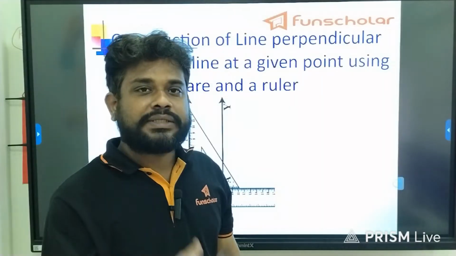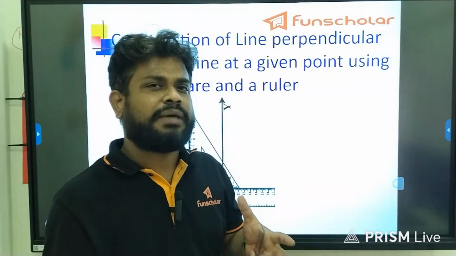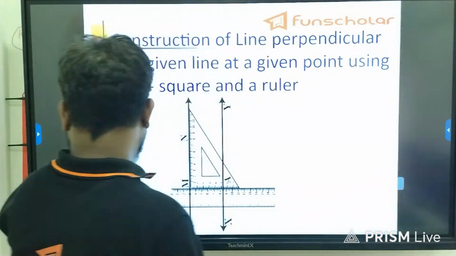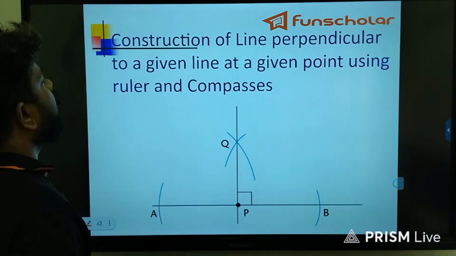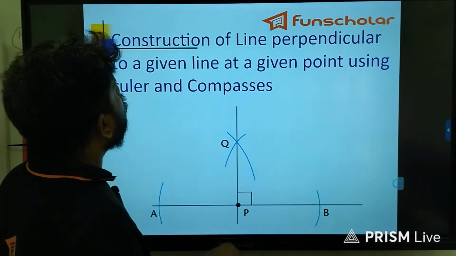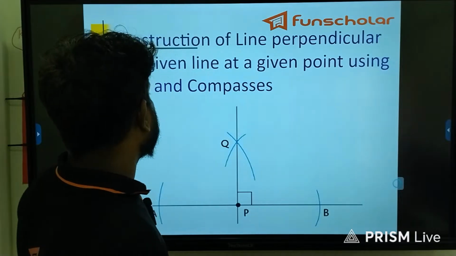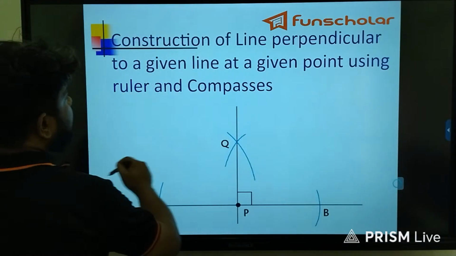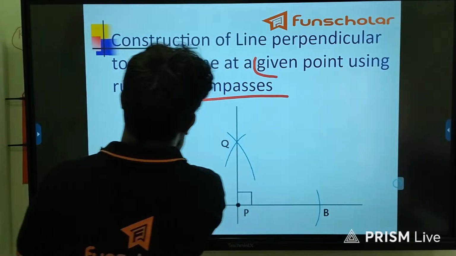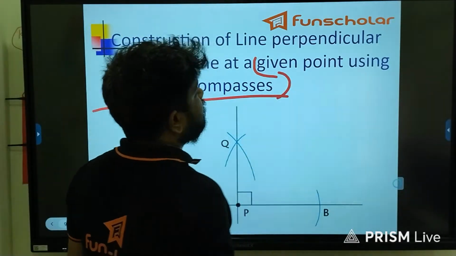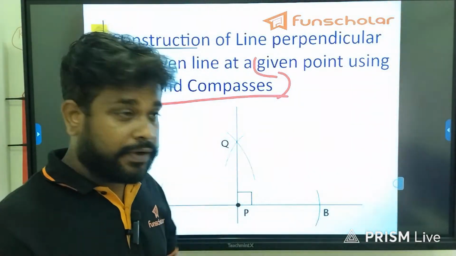We will be using compass and pencil, and sometimes protractor as well. Okay, the next one: construction of the line perpendicular to a given line at a given point using ruler and compasses. Obviously this one is a very important one. You are going to learn the process and you have to remember this forever.